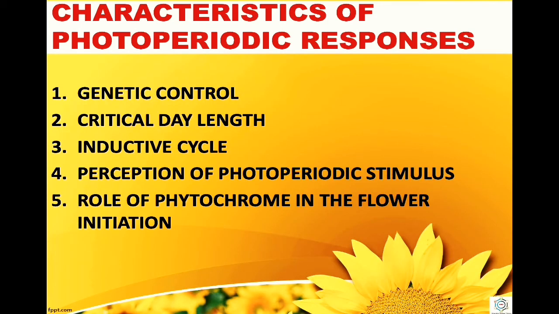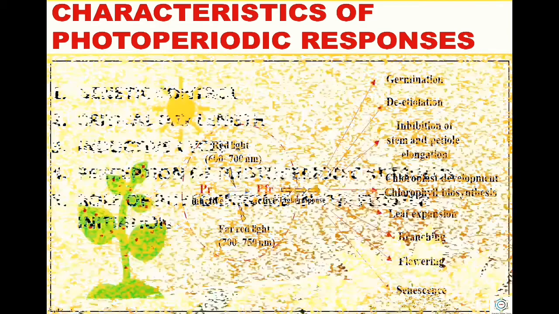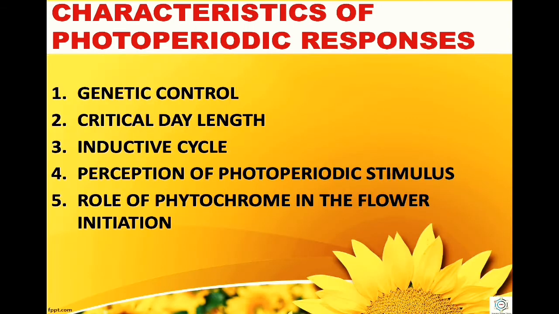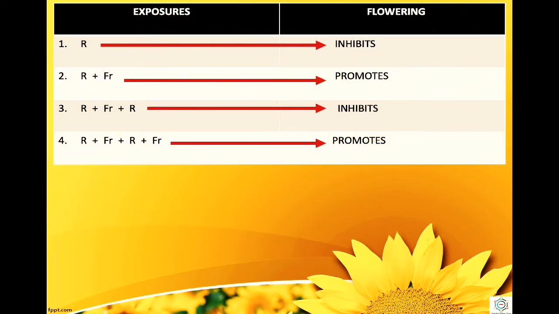Now, the role of phytochrome in flower initiation. The following observations indicate that phytochrome is involved in the initiation of the flowering stimulus in plants. Long dark periods of short day plants, if interrupted midway by a brief exposure of red light, inhibit flowering. If the exposure to red light is immediately followed by far red light, the flowering is promoted.